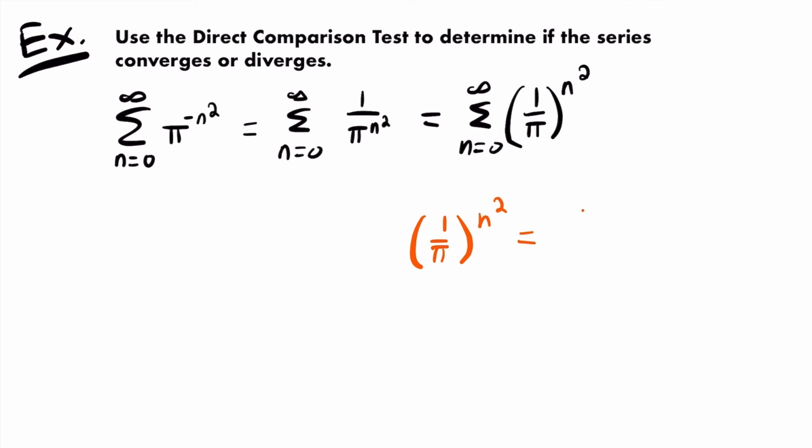would be equal to 1 to the power of n squared divided by pi to the power of n squared, and 1 to the power of any finite value is just 1, and so this would just be equal to 1 divided by pi to the power of n squared, which is what we have right here. And so we can rewrite that to be this expression.